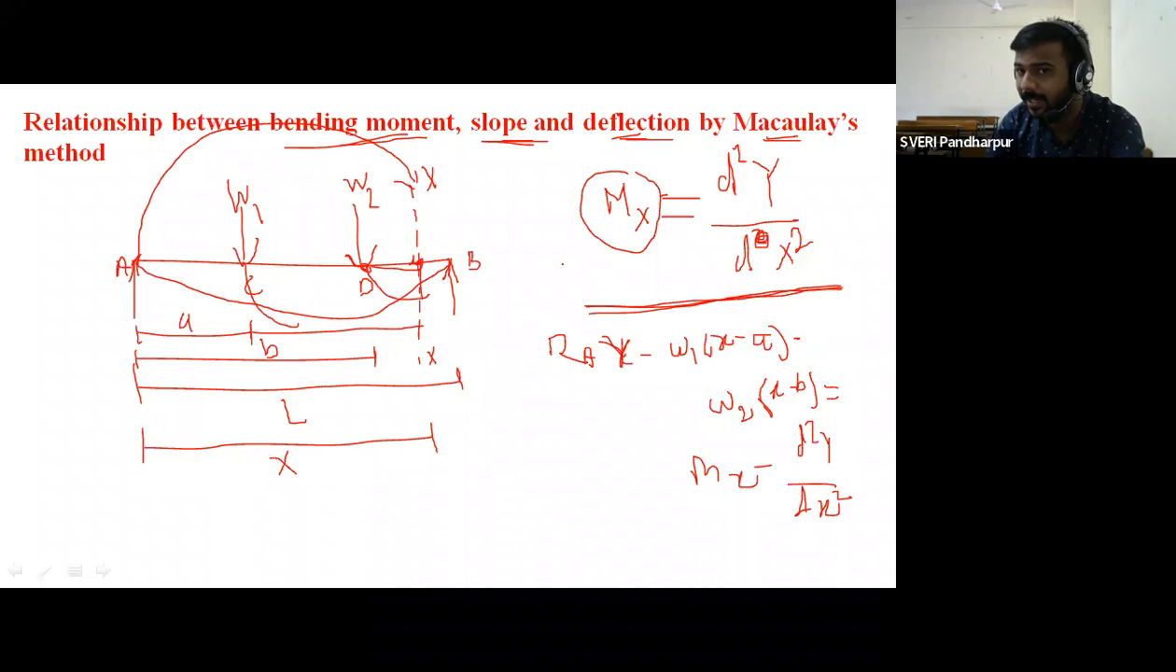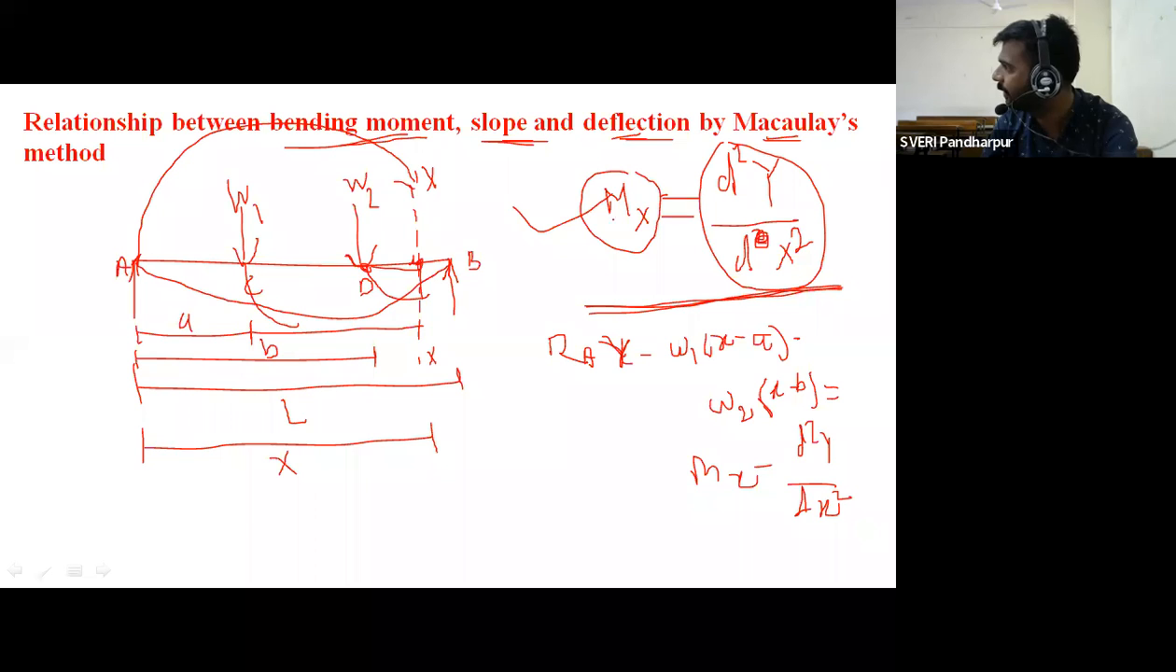So why are these two equations equal? What is our basic equation? Mx means bending moment at section xx, which is equal to EI d square y upon dx square. So d square y upon dx square is the standard equation, but by using this particular figure I can calculate this Mx value. Mx value is Ra into x minus W1 into x minus a minus W2 into x minus b, which is equal to this equation. Correct? Now this is the equation which we have to use for the calculation of slope and deflection.